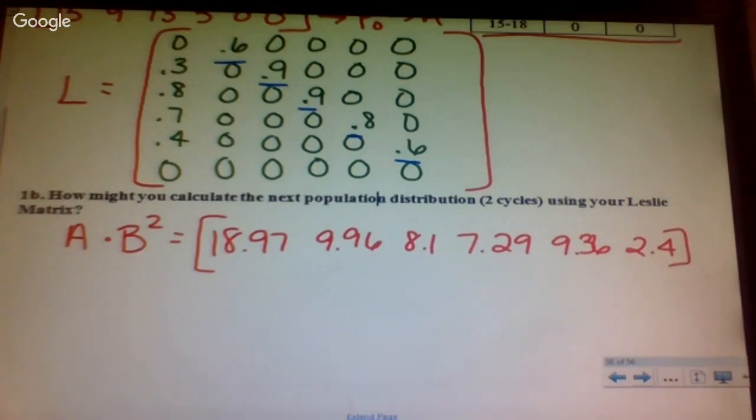Who had something different? It could just be a simple thing in your calculator. Matrix.